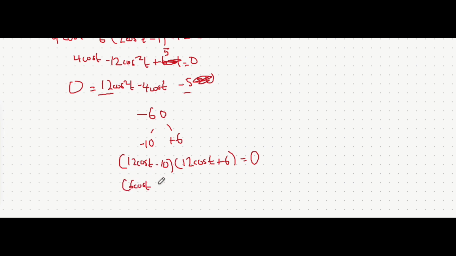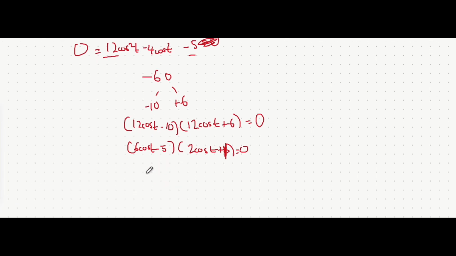So from here, I'm simplifying both brackets. 6 cos t minus 5, 2 cos t plus 6, all equals, oops, sorry. We divided this by 6, so we have to divide this term by 6 as well. Plus 1, all equals 0. Now this has two solutions. Either when the first bracket is equal to 0, which is when cos t is equal to 5 over 6, or when the second bracket is equal to 0, which is when cos t is equal to minus 1 over 2.